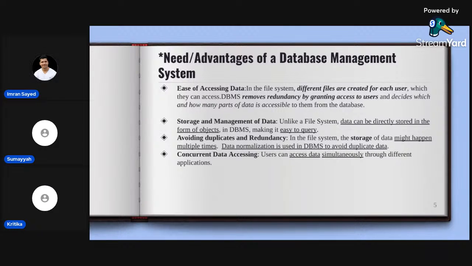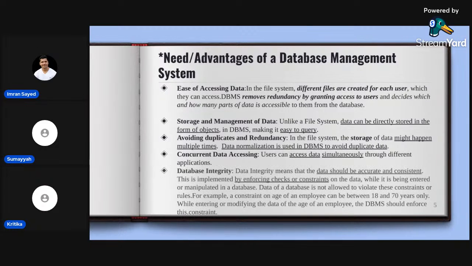Concurrent data accessing. Users can access data simultaneously through different applications. Database integrity. Data should be accurate and consistent. This is implemented by enforcing a check or constraint on the data while it's being entered in or manipulated in a database. Data of a database is not allowed to violate these constraint rules. For example, a constraint on an age, an employee can be between 18 to 70 years only. While entering or modifying the data of an age of an employee, DBMS should enforce this constraint.